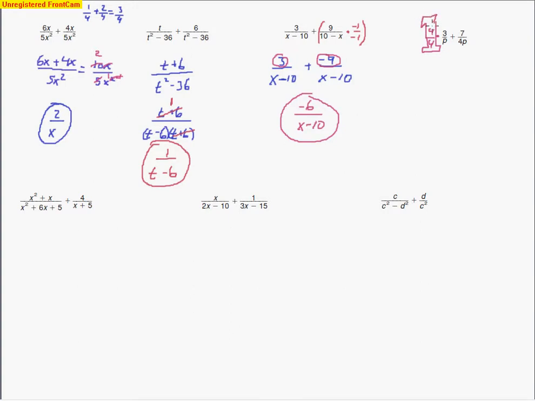So I draw this 1 around the 4 over 4 to symbolize that 1 times a number doesn't change the value. I'm just coming up with an equivalent fraction. So 4 times 3 makes 12 over 4p plus 7 over 4p. And when I add those two numbers together, I get a 19 over 4p.